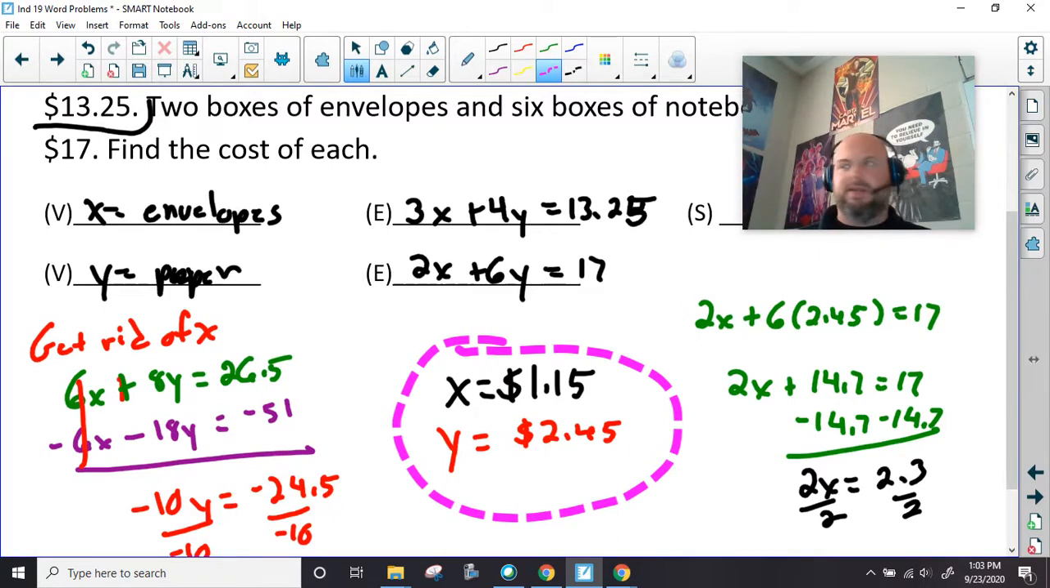This is one of those you got to really look at and see, hey, what do I want to get rid of? What do I want to do? You can do something right here with that. You just got to think about what you want to get rid of.